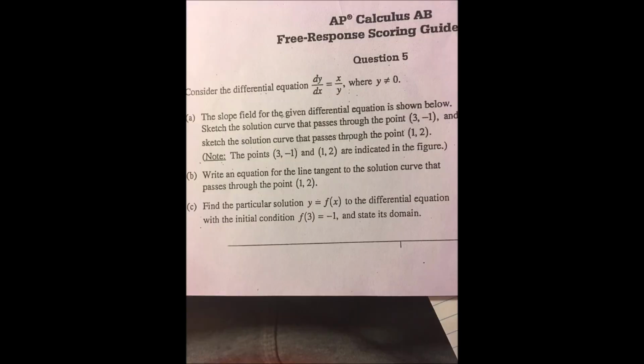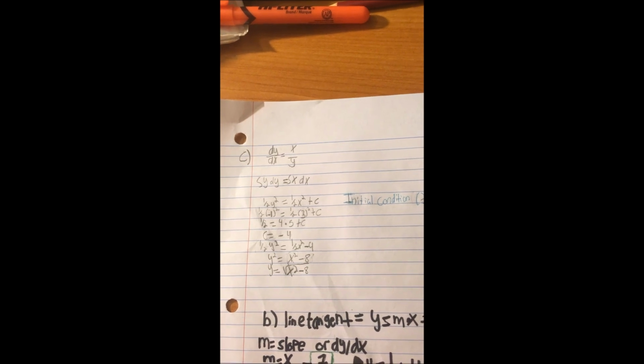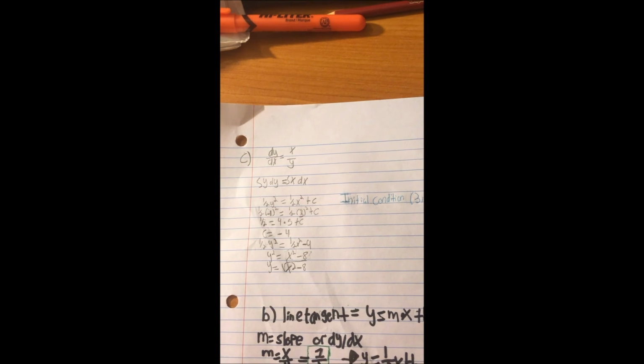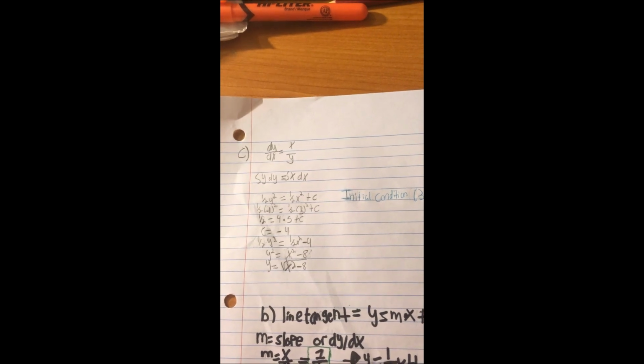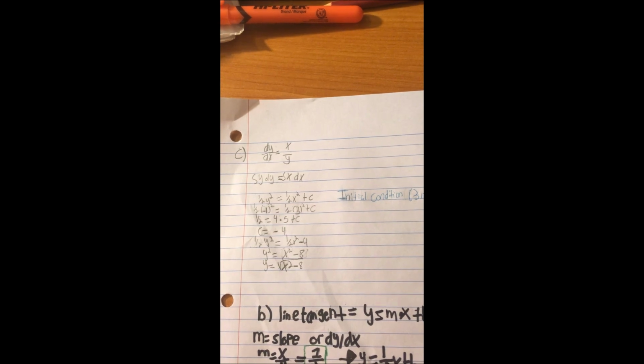For part C, we have to find the particular solution y equals f of x to the differential equation with the initial condition of f of 3 equaling -1, and to state its domain. For part C, I was given the original equation of dy over dx is equal to x over y. Now, I first separated variables, and from there I integrated to get 1/2 y squared is equal to 1/2 x squared plus c.